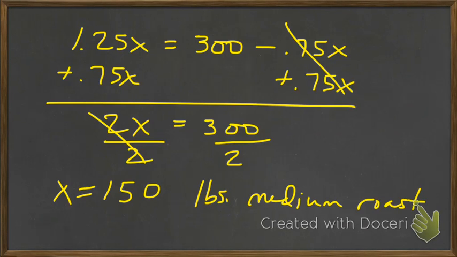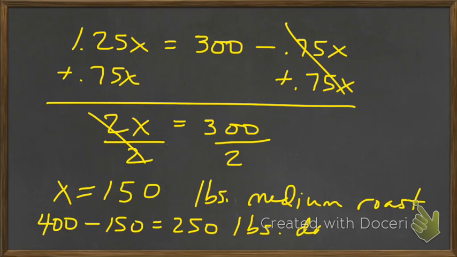Well, the question was, how many pounds of each? If you had 400 pounds total, and you know that 150 pounds were medium roast, the difference is the dark roast. That's 250 pounds dark roast. Pretty good for a mixture problem.